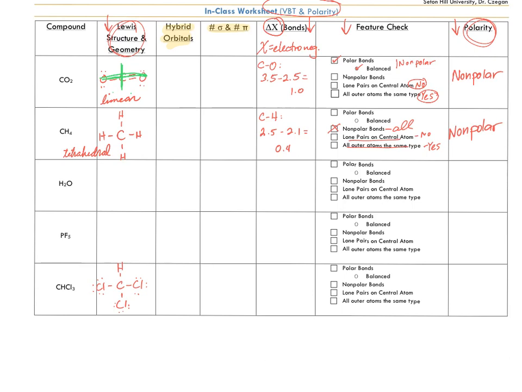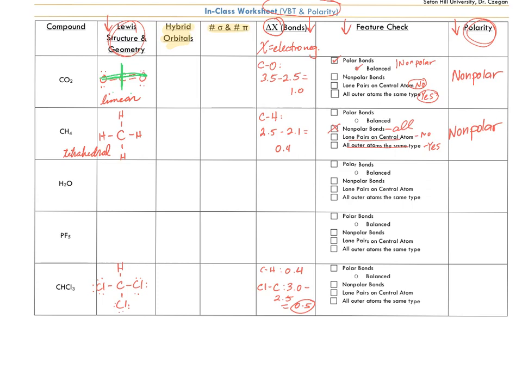There's still no lone pairs on the carbon. So we know that the delta chi of the CH bond is 0.4 because we just found that above. The Cl carbon bond is 3.0 minus 2.5, so 0.5. So this would fall into the polar range.